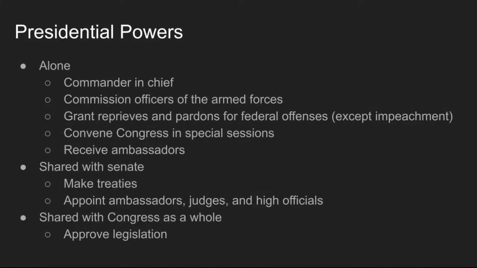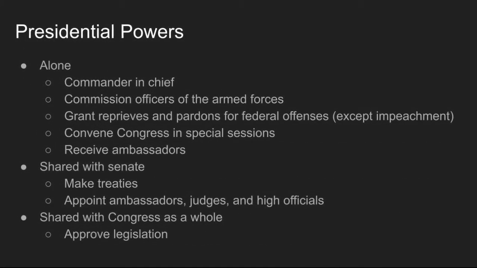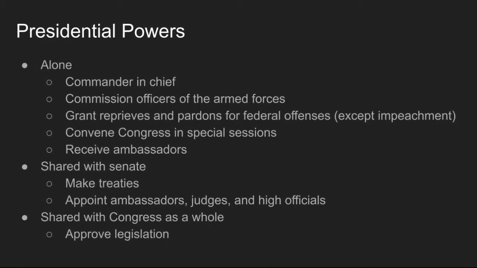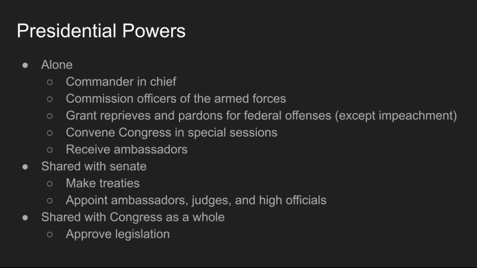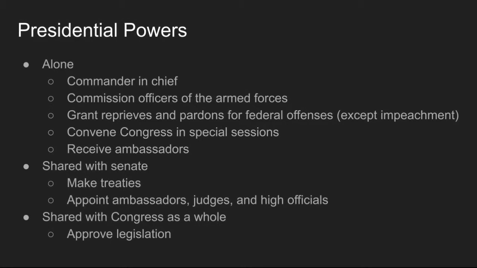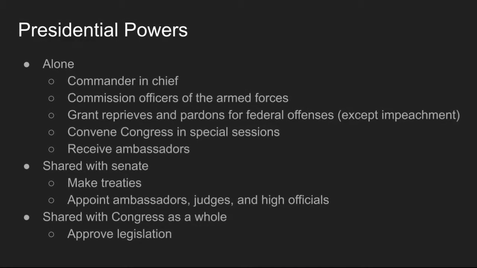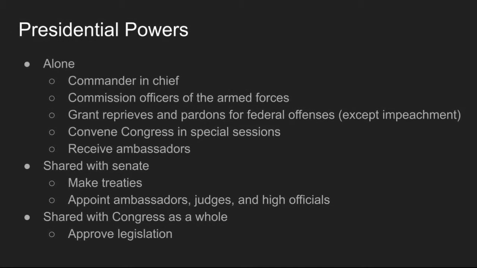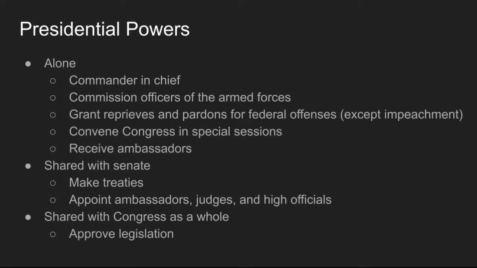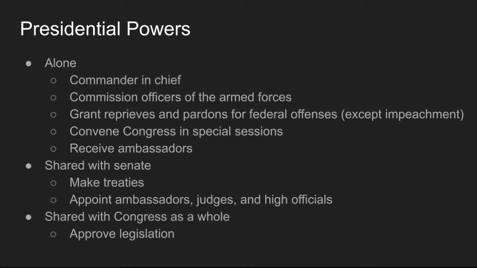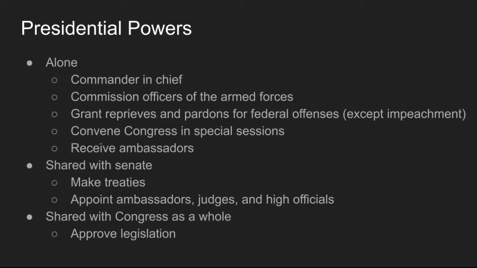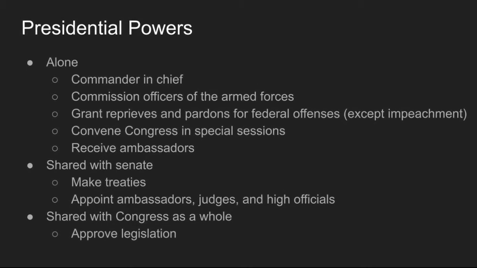Some powers that only the president has are commander-in-chief. Only he can commission officers of the armed forces. Granting reprieves and pardons for federal offenses, excluding impeachment. Convening with Congress in special sessions and receiving ambassadors. Powers that he shares with the Senate are making treaties and appointing ambassadors, judges, and high officials. One power that he shares with Congress as a whole is approving legislation.